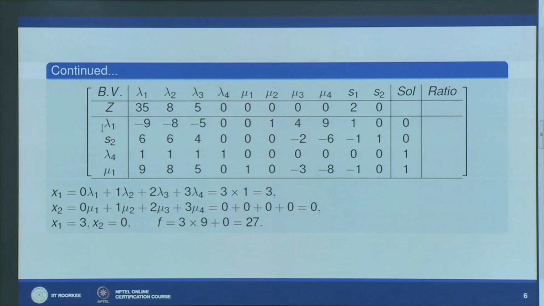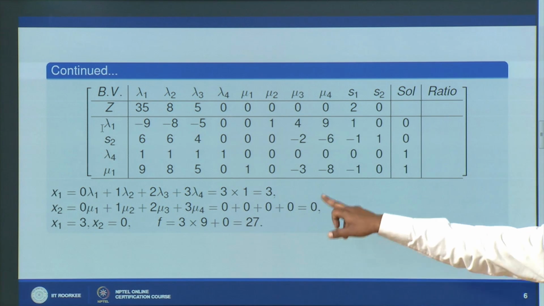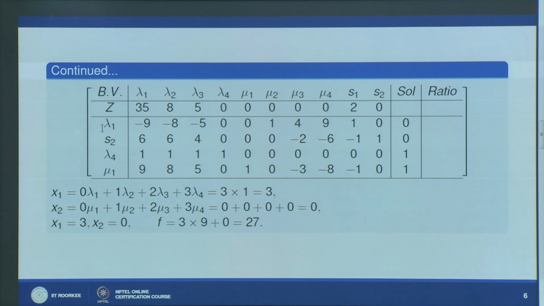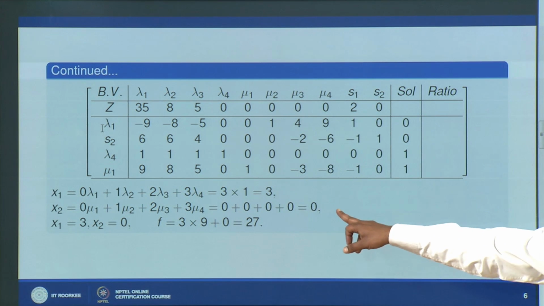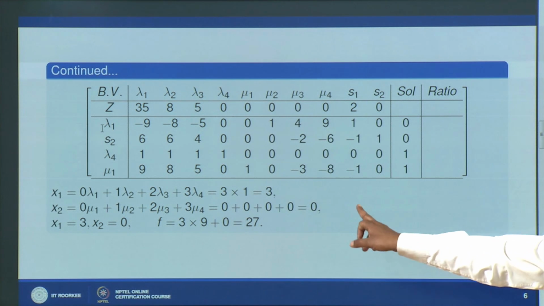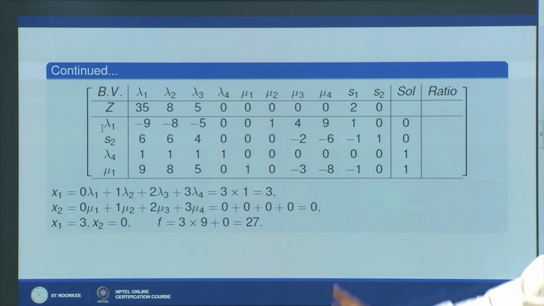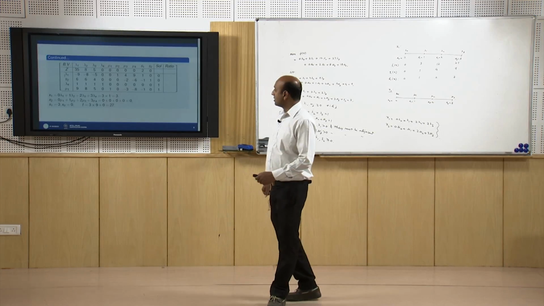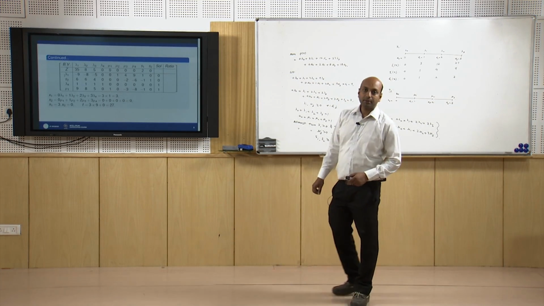Okay. And what is the optimal solution? The optimal solution is lambda 1 equal to 0, S2 equal to 0, lambda 4 equal to 1, and mu 1 equal to 1. And when you substitute in x1 and x2, x1 is this and x2 is this. When you substitute these values over here, you will get x1 as 3 and x2 as 0. So, x1 equal to 3 and x2 equal to 0 are the optimal solutions, and the value of the function is 27.